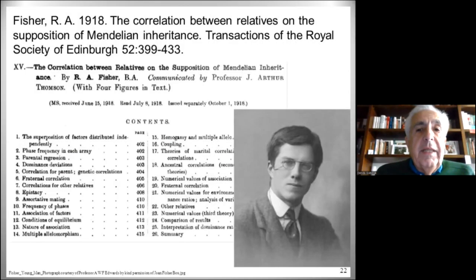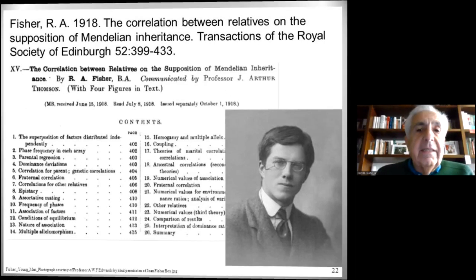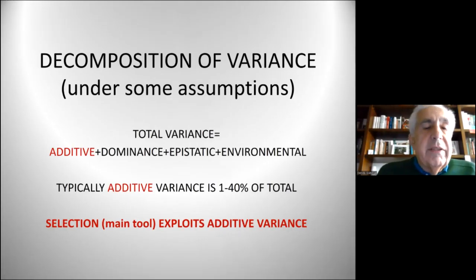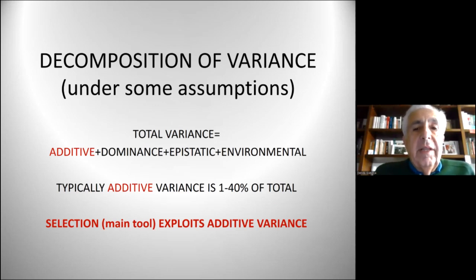I would like to spend a minute on this paper published by Fisher in 1918. Fisher was about 20, 21 years old. He was an undergraduate. The paper was rejected because the reviewers did not find that there was anything interesting there. And in that paper, he was introducing no less than the analysis of variance and the partition of genetic sources of variability. And in essence, what Fisher did was, under some assumptions that are a bit technical, he represented the total variance in a population as the sum of variance components.